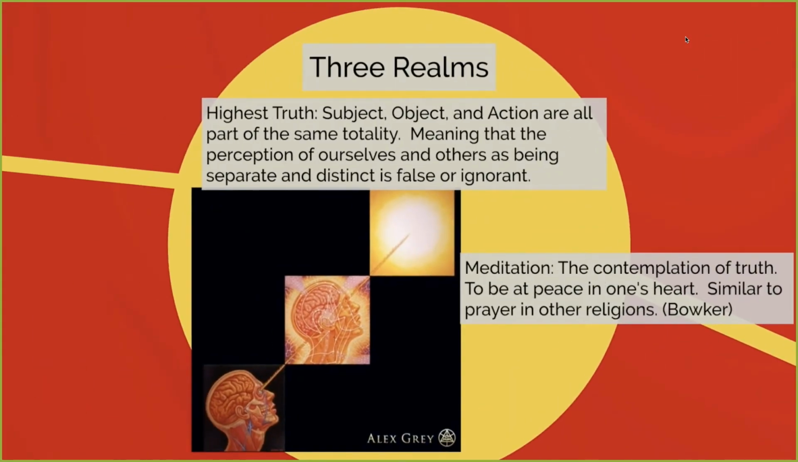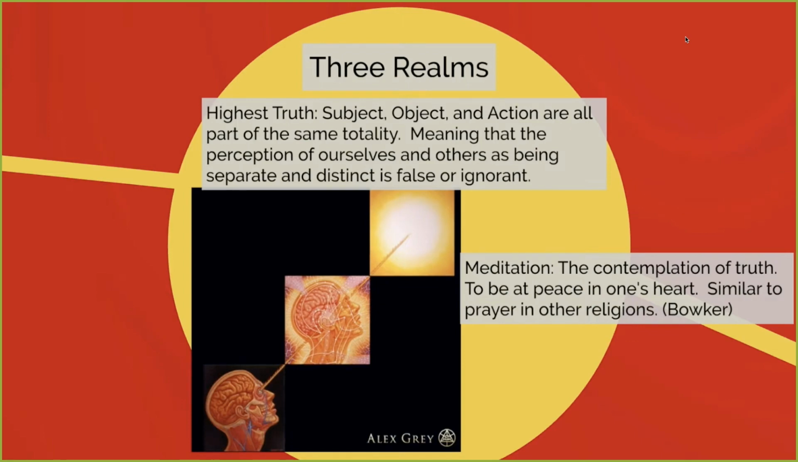The three realms. The highest truth in Buddhism is that subject, object, and action are all part of the same totality, meaning that the perception of ourselves and others as being separate and distinct is false or ignorant.